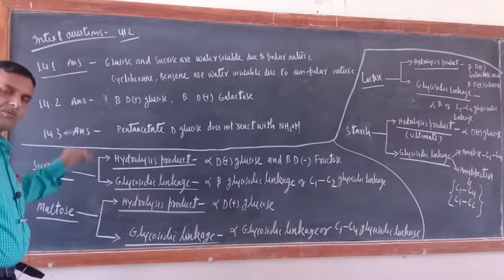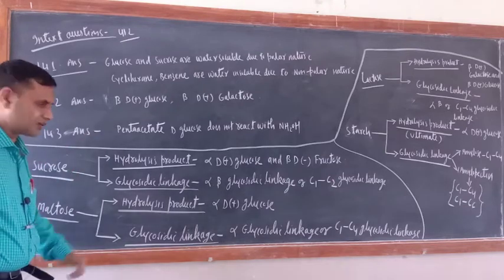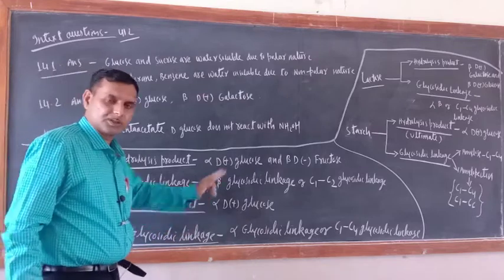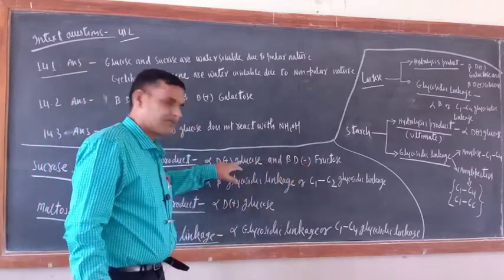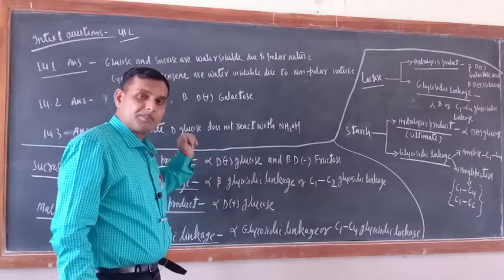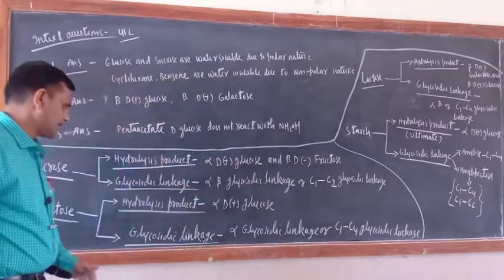Like sucrose, what are the hydrolysis products of sucrose? The hydrolysis products of sucrose are glucose and fructose. Which fructose? Beta D positive. Which glucose? Alpha D positive. Okay, so you can mention this one.